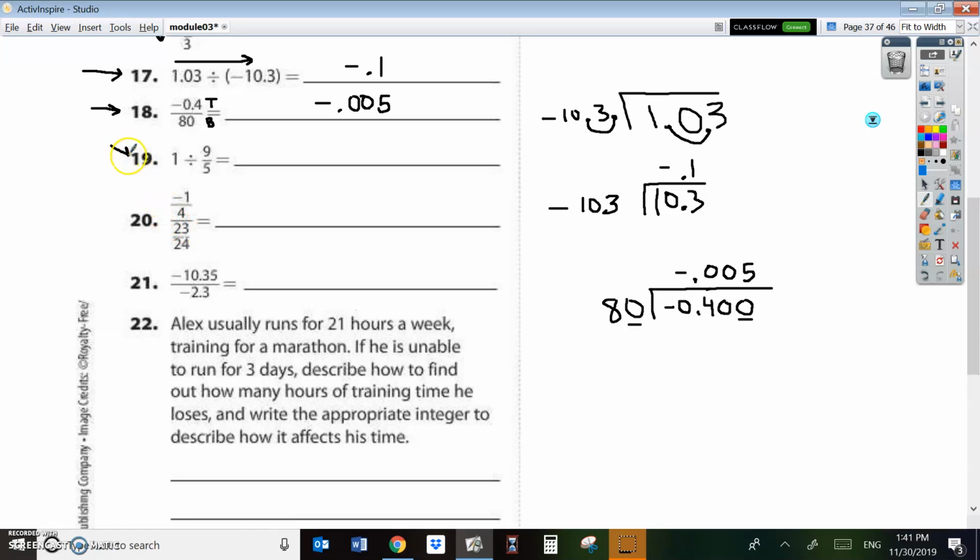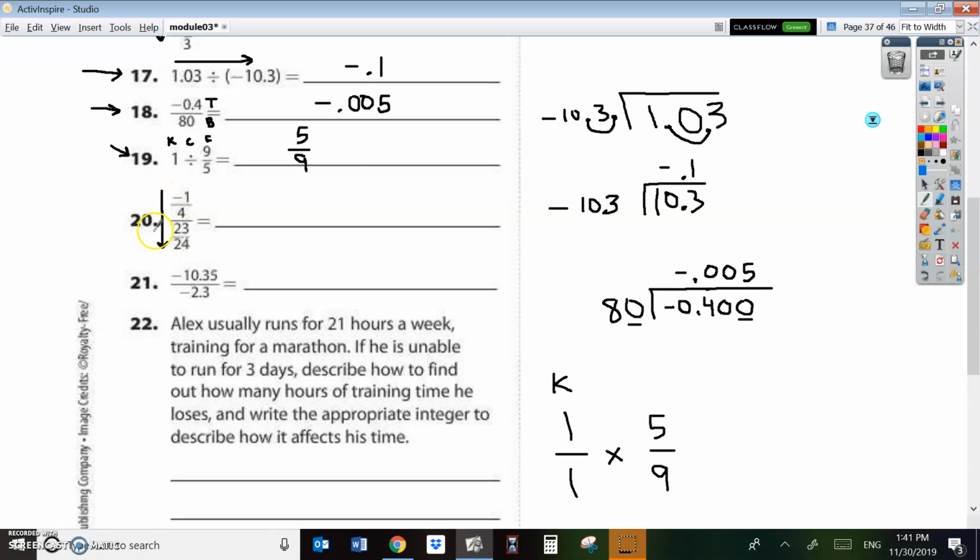Number 19, sorry. 1 divided by 9/5. Go ahead and make your 1 into a whole number, so keep that the same. Change the division to multiplication. And flip that. Keep, change, flip. So 5/9 right here. 1 times 5 is 5, 1 times 9 is 9, so it's 5/9.